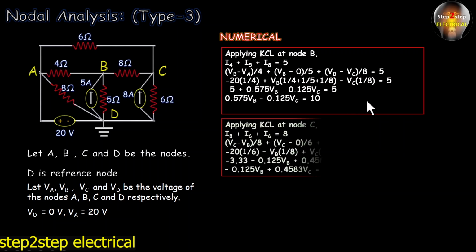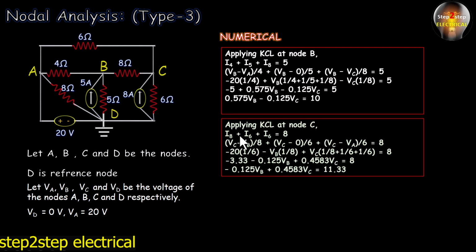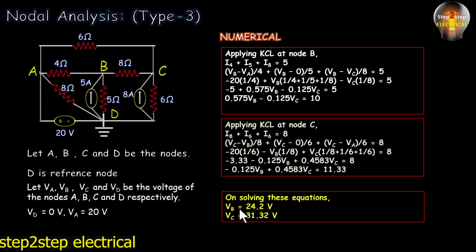Once we apply KCL at node C, we will get I8 plus I6 is equal to 8, and on replacing the value of VA by 20 volt, and on simplifying we will get minus 0.125 VB plus 0.4583 VC equals 11.33. This is the second equation. And now on solving these two equations, we will get the values of VB and VC, that is VB equals 24.2 volt and VC equals 31.32 volt. I have solved it using a calculator, so you can use a calculator to solve linear equations.